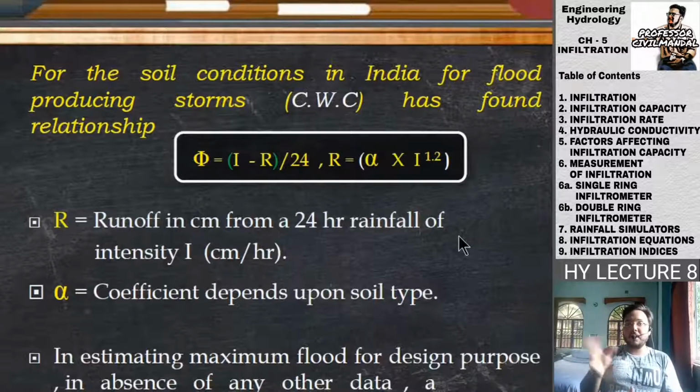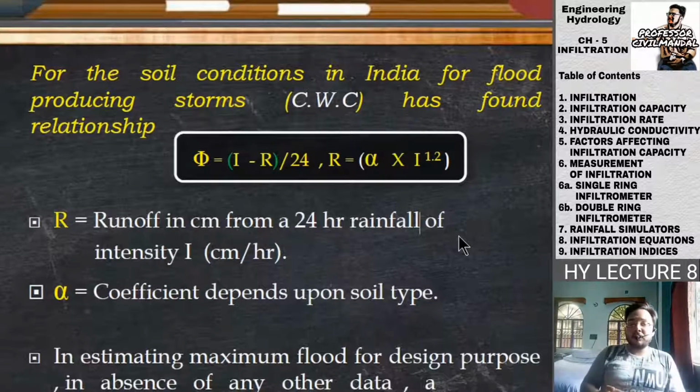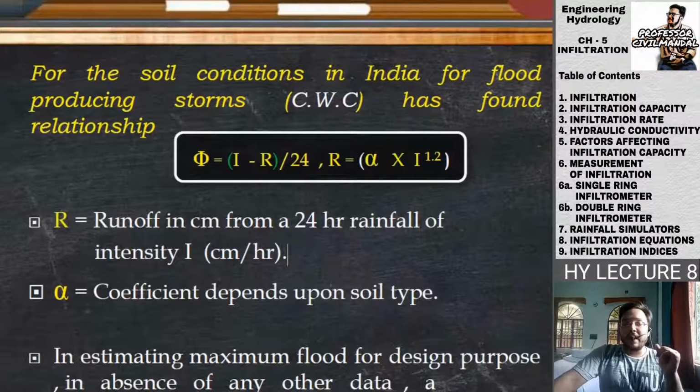It is measured in centimeter per hour, the infiltration and the intensity of rainfall we are getting. We are keeping the record for the next 24 hours. After this 24 hours, the total amount of runoff that will be occurring in centimeter is R, provided that I is the intensity of rainfall. Of course, this I has to be an average value, so that we get one unique value of R. And then alpha is the coefficient that depends upon the soil type.